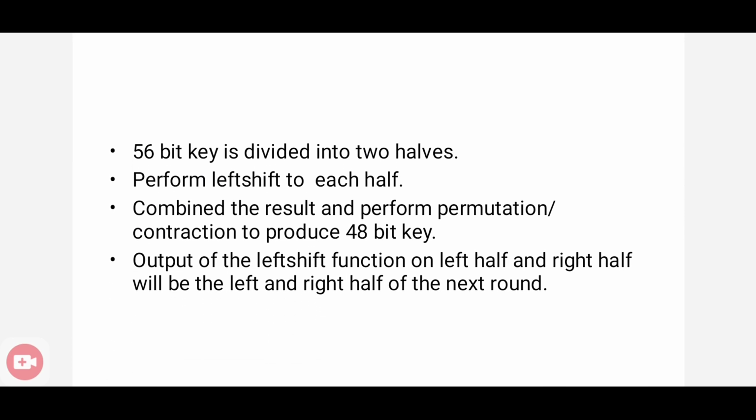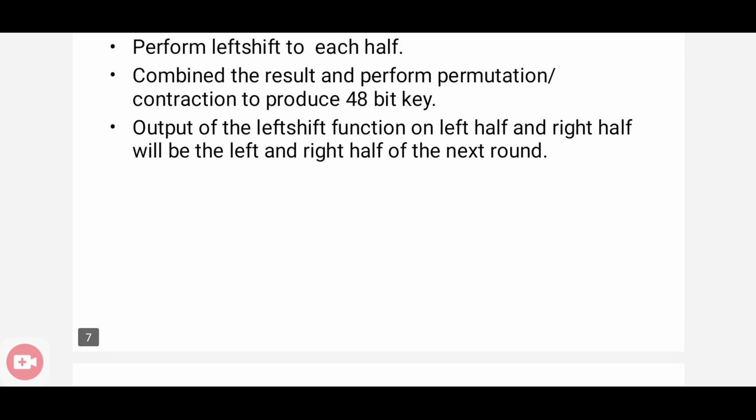Then the 56-bit key is divided into two halves, we perform a left shift, then combine the result and perform permutation by contraction to produce a 48-bit key. So the input is a 64-bit plain text and a 56-bit key. We are producing 48-bit subkeys for each round. We have an initial permutation, then 16 rounds plus swapping, then the inverse permutation. Clear? So for 16 rounds, we have 16 subkeys.